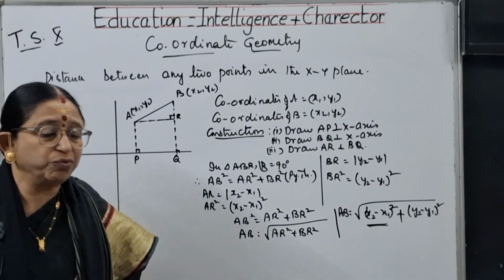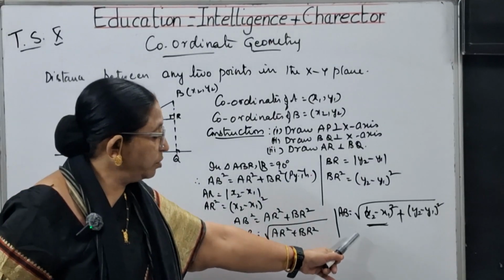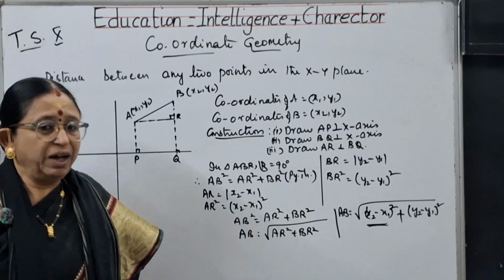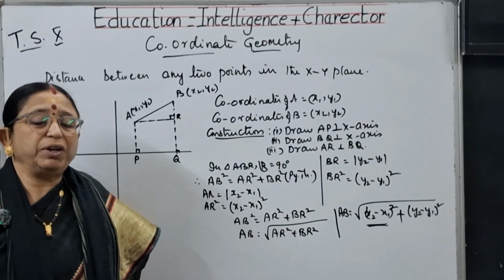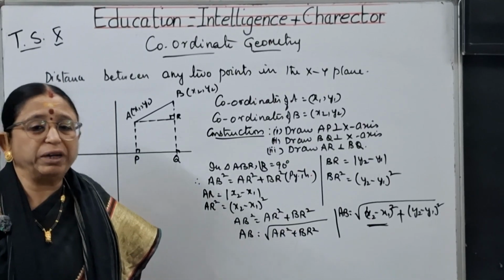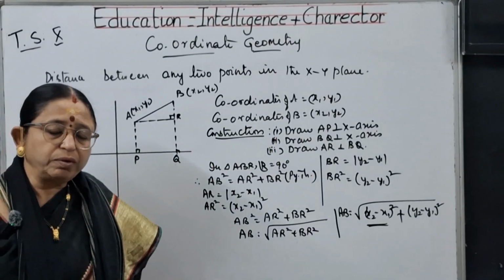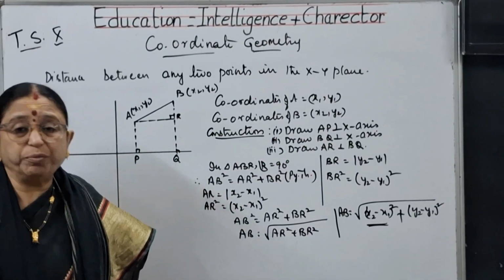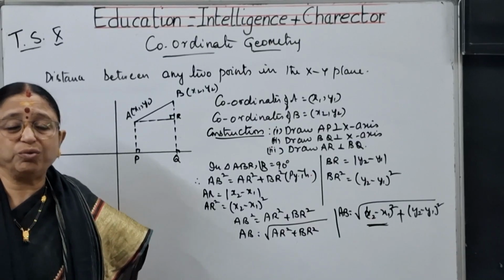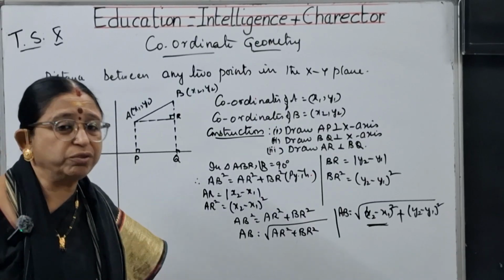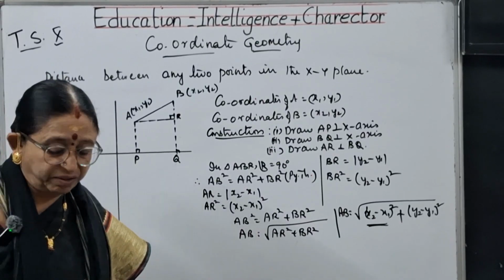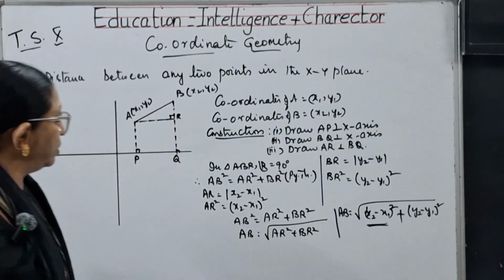So in this, ultimately you have got the formula: the distance between any 2 points is root of x2 minus x1 whole square plus y2 minus y1 whole square. This is the formula which we are going to use for most of the further problems in this chapter, children. Please note it down.